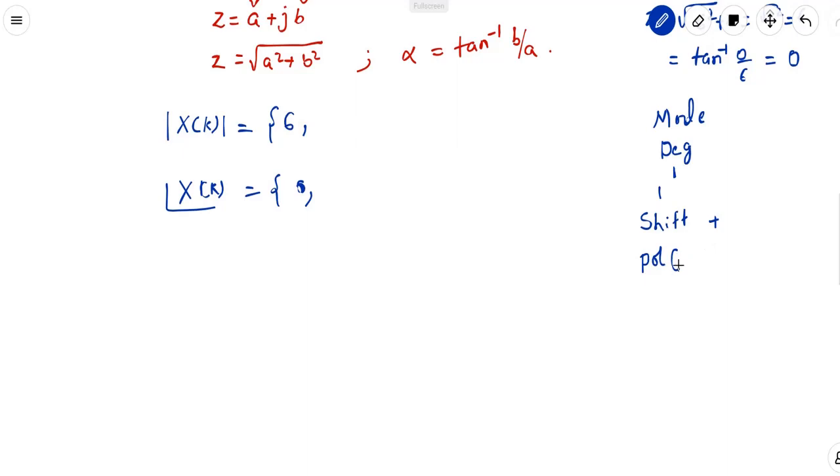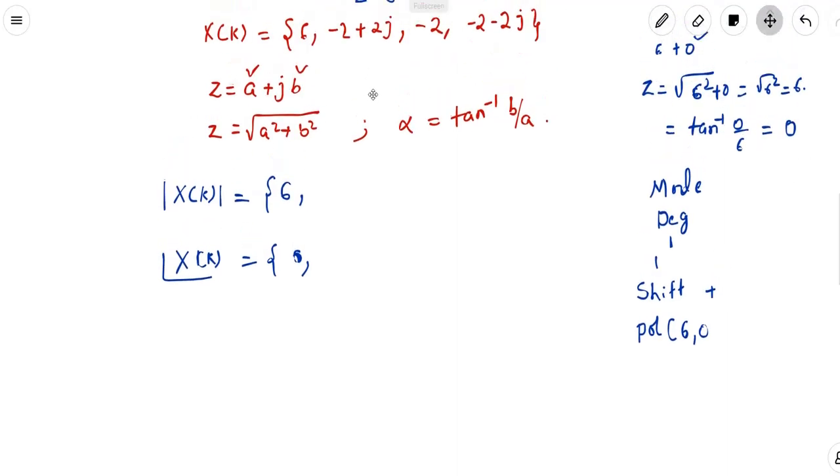Okay, so in this polar form, what do we have to substitute? What are the values here? The first value is 6, so I have to substitute 6, comma 0, because the imaginary part is 0 here. Can you see here? The imaginary part is 0, so you have only the value 6. You don't have an imaginary part, only the real part, so you have to substitute 0.